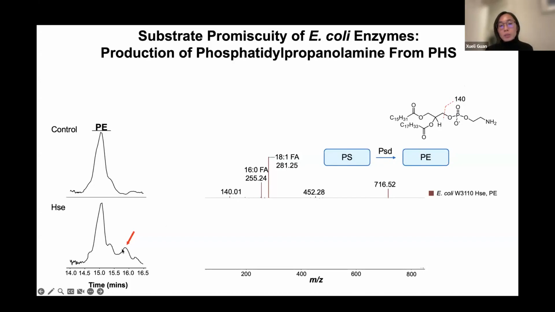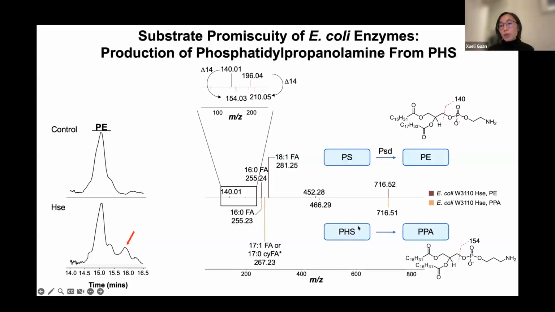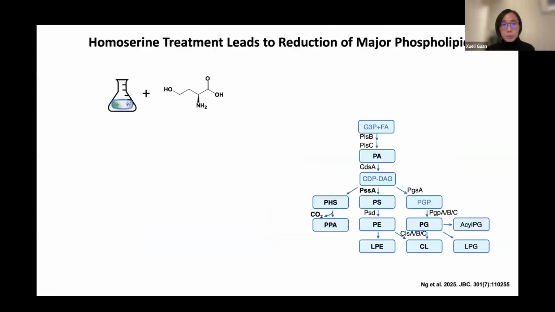We also performed tandem mass spec for this particular peak, and what we found is that this peak has a signature of 154, which is a 14 Dalton difference from the head group of PE, and we postulate that this is highly likely to be a propanolamine head group arising from the decarboxylation of PHS to form phosphatidylpropanolamine. I'm not showing it here in the slides, but if you refer to the published manuscript, we actually retrospectively mined the data of other bacterial species as well as E. coli and confirmed that PPA can also be found endogenously in bacteria.